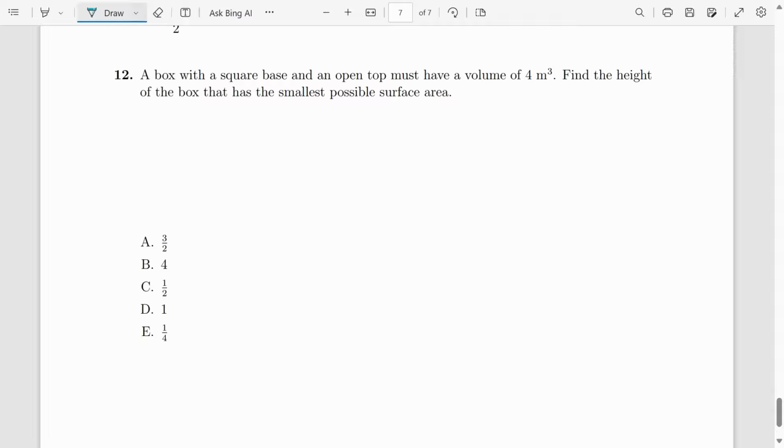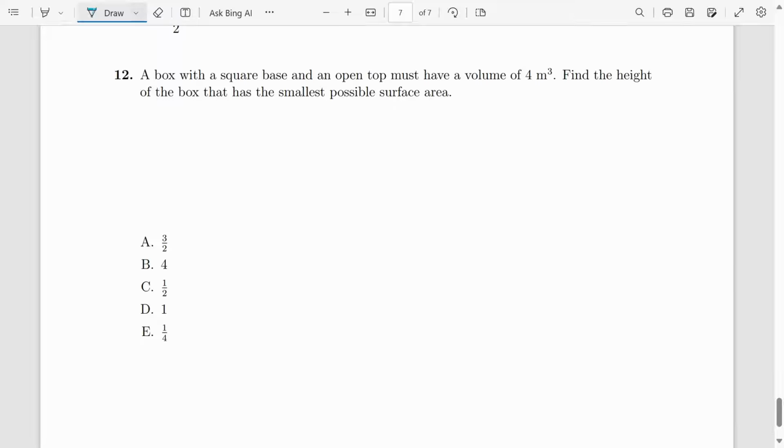Question 12. This is one of these related rates, minimizing, maximizing material problems. A box with a square base and an open top must have a volume of 4 cubic meters. Find the height of the box that has the smallest possible surface area.